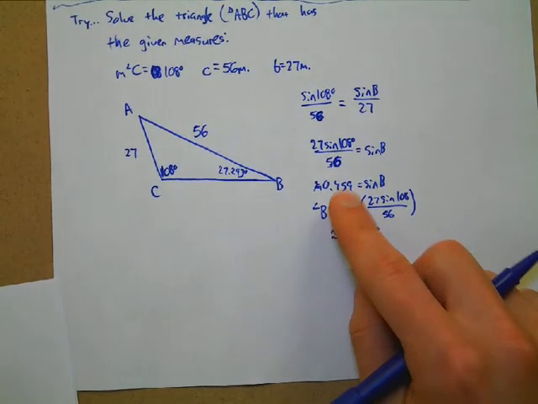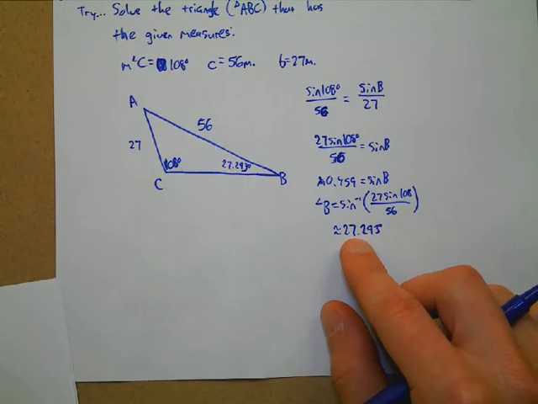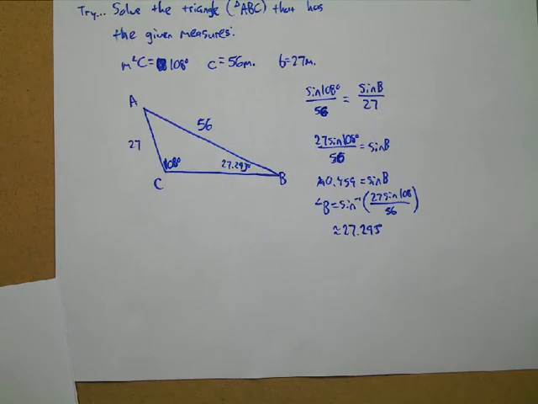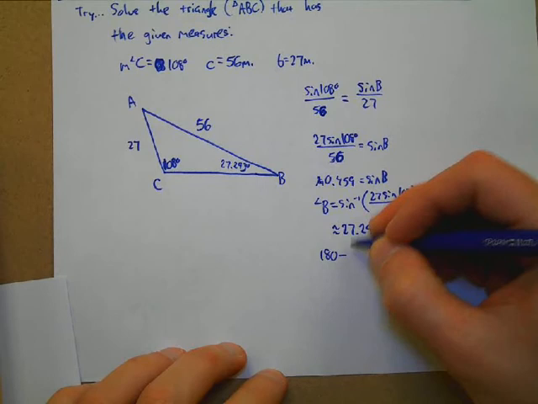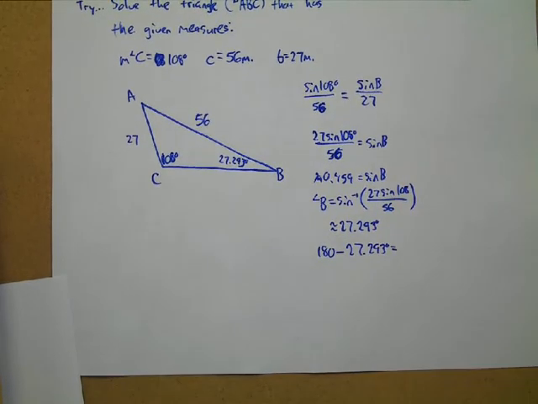And see if this angle also works. So 180 minus 27.293, and we get 152.707. Okay? Is this a possible angle for our triangle? No, because we already have 108, so 152.707 won't work on our triangle. It's going to make us over 180 already. So how many triangles exist with this information? Just one. Just one. Okay? So that 27.293 is the other one. Okay?